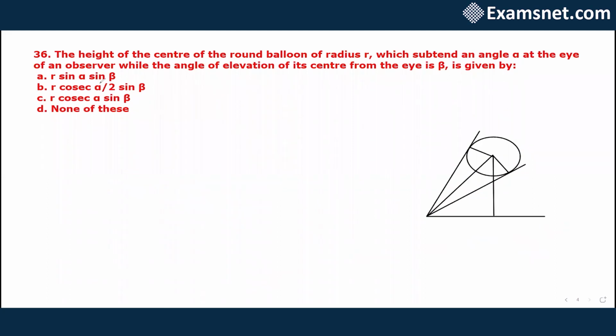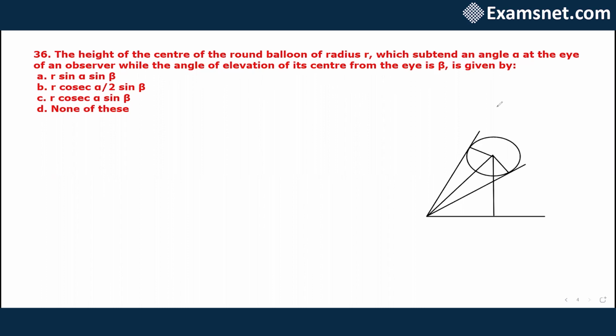It is given in question number 36. The height of the center of the round balloon of radius r, which subtends an angle alpha at the eye of an observer, while the angle of elevation of its center from the eye is beta, is given by, there are four options given. Let me explain the above scenario first.